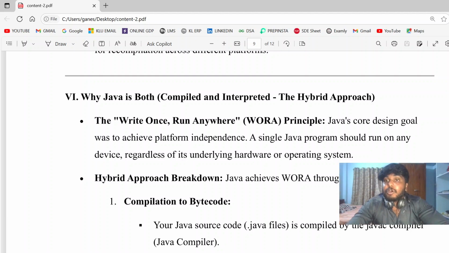A single Java program should run on any device regardless of its underlying hardware or operating system. Any hardware, any operating system, it should run successfully without any changes.